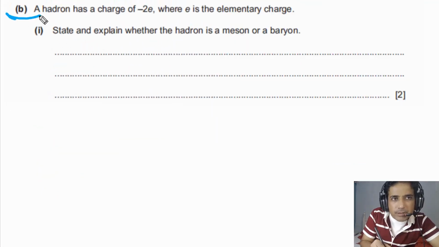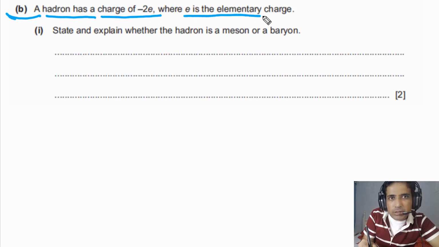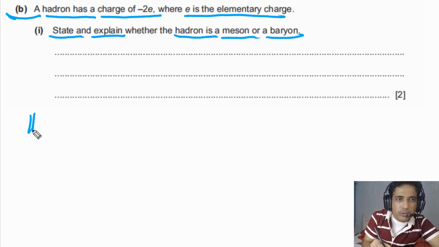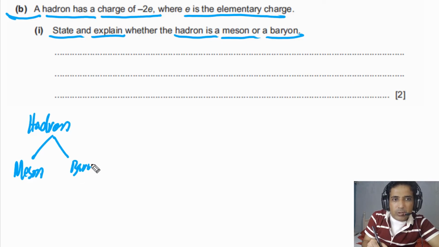For part B, it is given to us that a hadron has a charge of -2e. e is the elementary charge, and we need to state and explain whether the hadron is a meson or a baryon. So we need to state and then we need to explain. First thing we need to understand, hadrons can be classified into mesons and baryons.